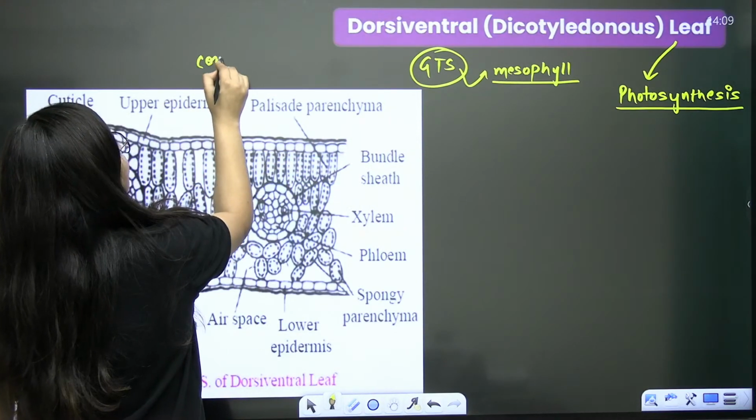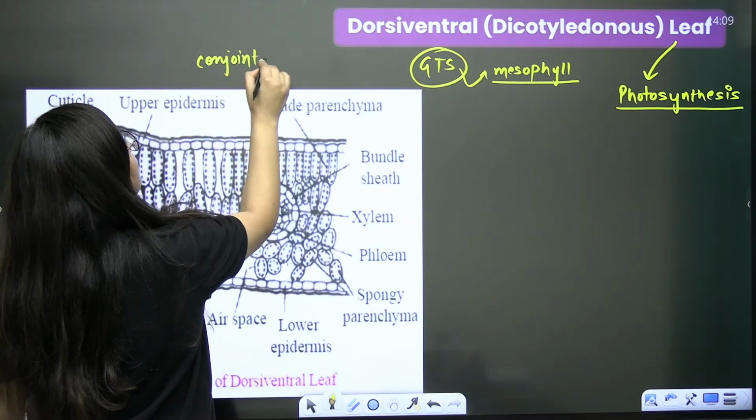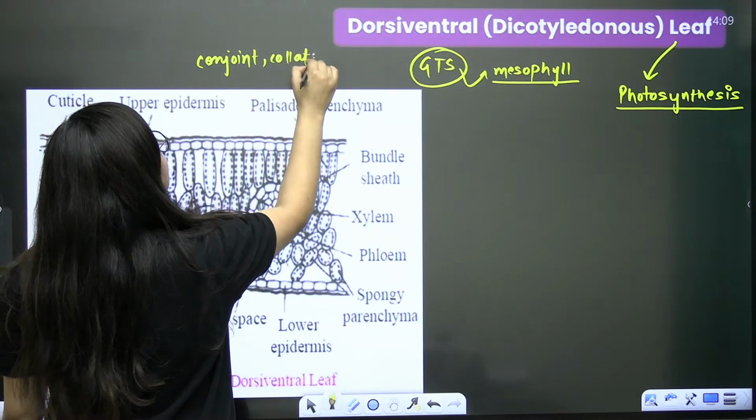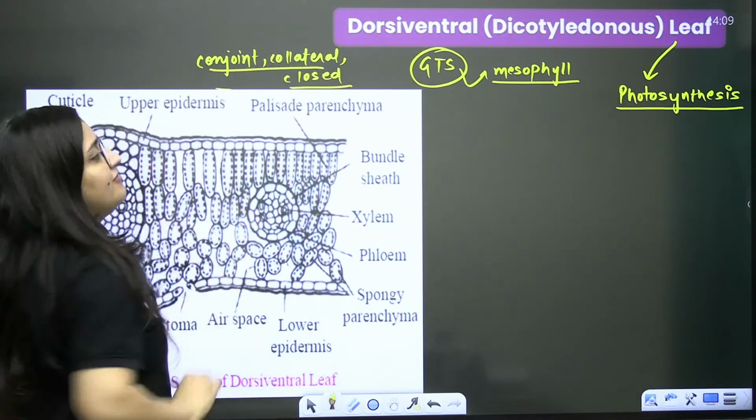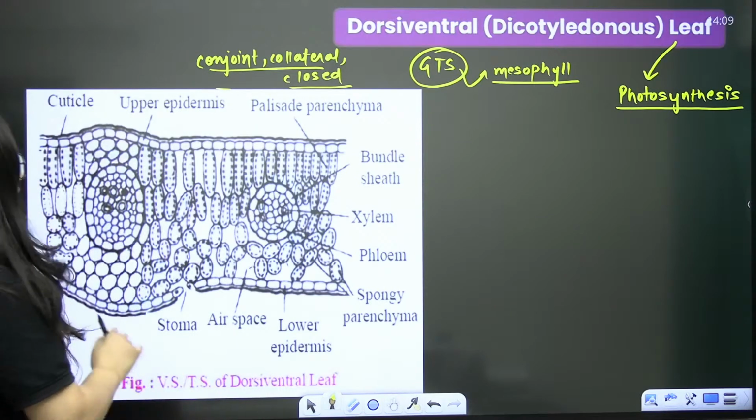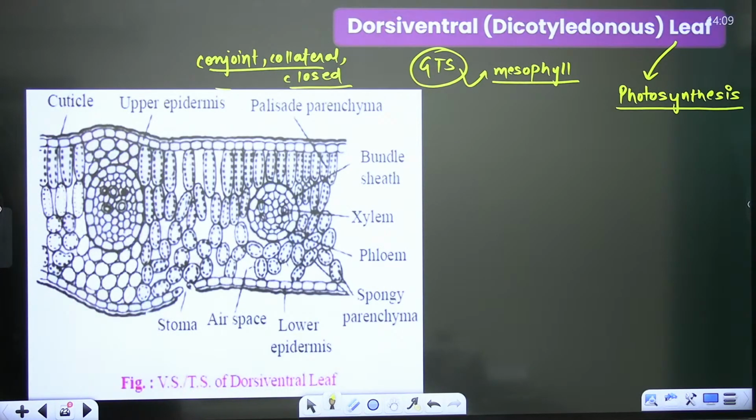So here the vascular bundles will be conjoined, collateral, and closed type. Closed type of vascular bundle will be there. That is what we need to see here in the case of the leaf.